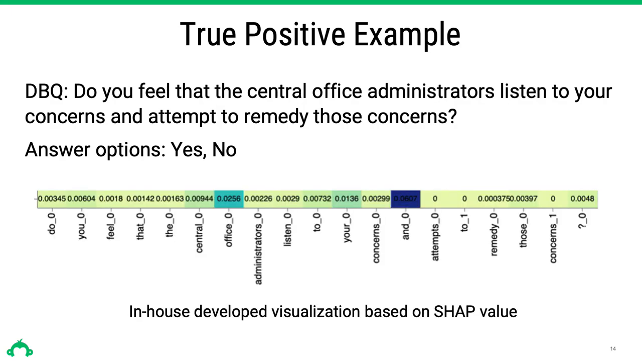We also innovated a new visualization technique based on SHAP value to understand the black box classification. Here, we see that among all the tokens, the "and" token has the highest value, which is indicated by the dark blue color. This shows that the "and" token contributes the most to the positive classification.